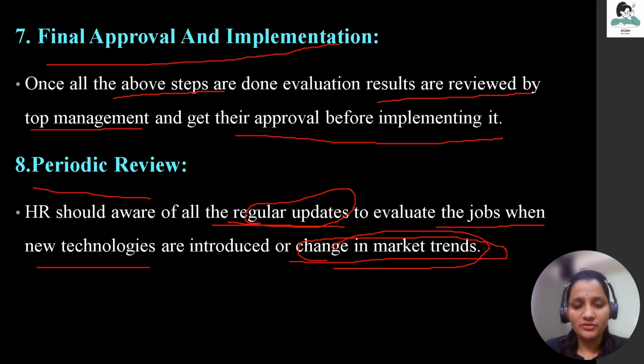Hope I'm clear with this topic, the process of job evaluation. The objectives of job evaluation are clear and the process of job evaluation is clear, right? Am I clear with this topic now?